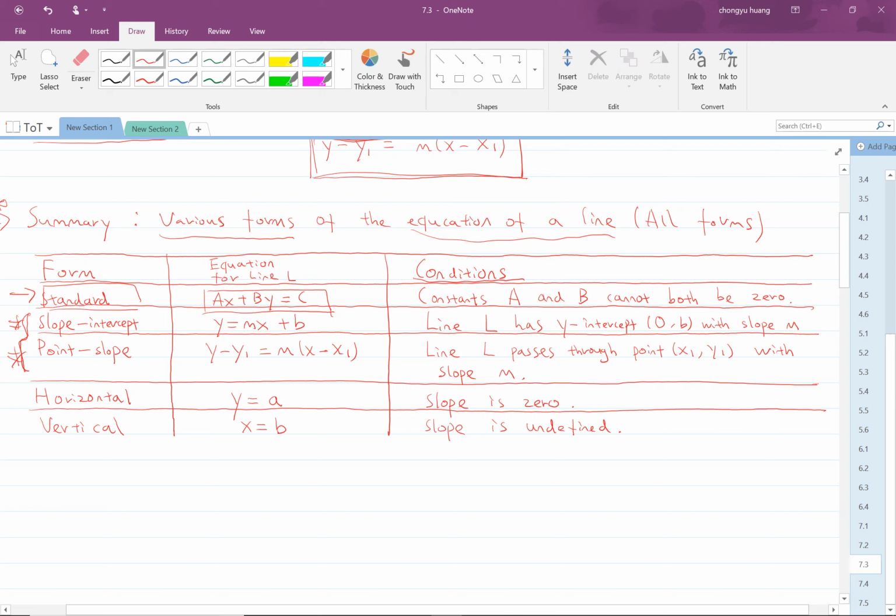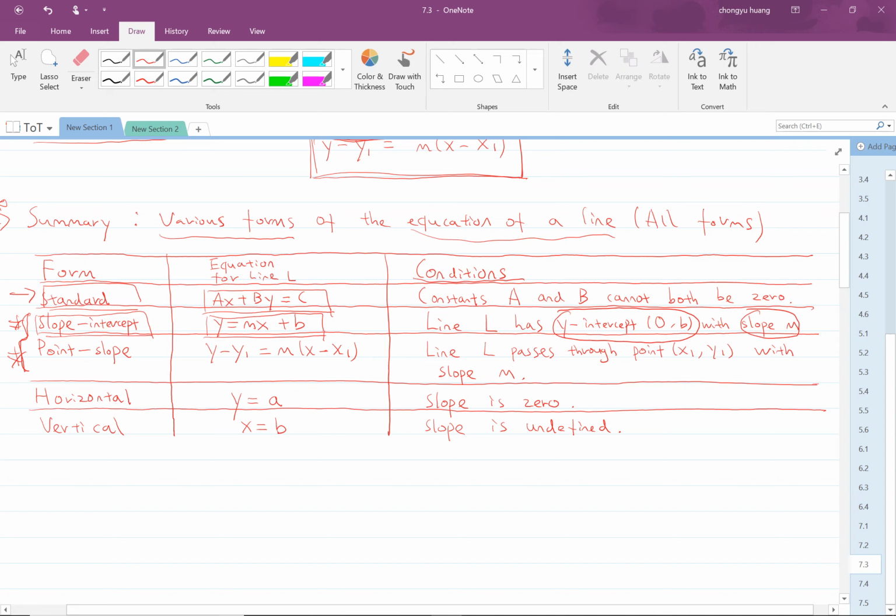So let's talk about the slope intercept form. The slope intercept form has the equation y equals mx plus b, and the condition is that the line has a y-intercept (0, b), and a slope m.